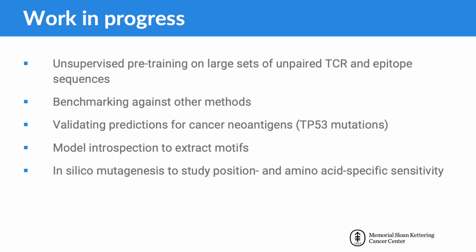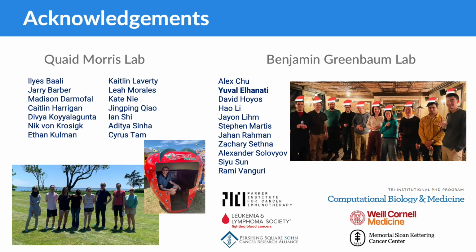We are continuing our work on further improving the model and validating whether it will generalize from the largely virus epitope setting to cancer neoantigens. For example, whether we can correctly predict TCRs that recognize the recurring TP53 mutations in cancer patients that have responded to immunotherapy. We're also diving into the model introspection to extract recognition motifs and hopefully draw conclusions as to how TCRs generally recognize antigens.